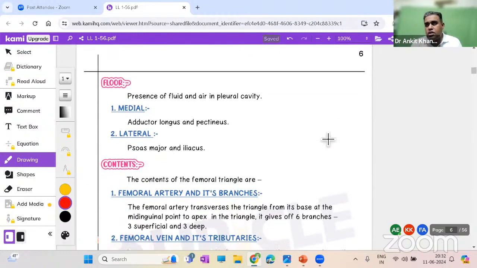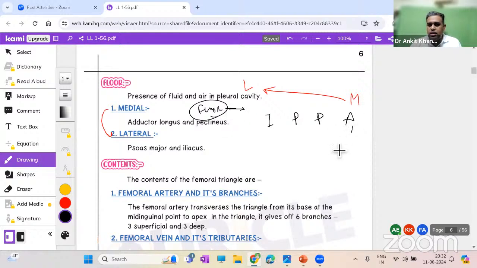Then what is the floor? The floor is actually more deep inside, right? The floor is formed by a few muscles, and let me tell you over here a mnemonic. If you go from medial to lateral, the muscles you can remember by the mnemonic A double P I. It is the muscles found in the floor. What is A double P I? A is your adductor longus. P over here is the pectineus muscle. These two, P and I, are the iliopsoas muscle. So this P is your psoas major muscle, and this I over here is the iliacus muscle.